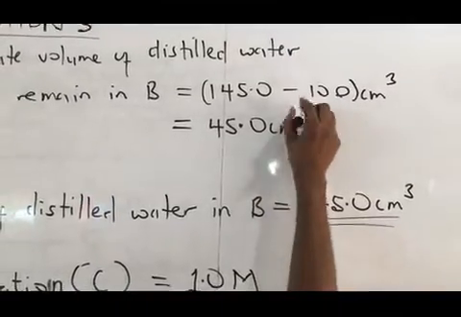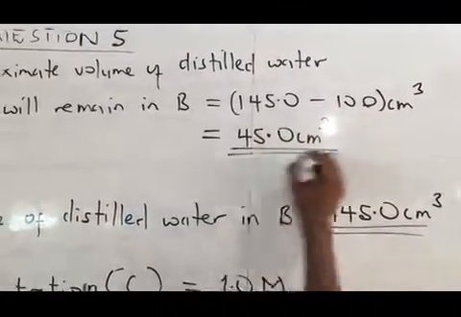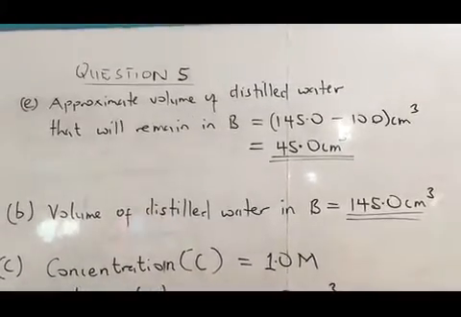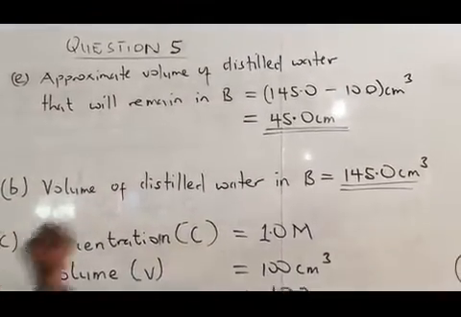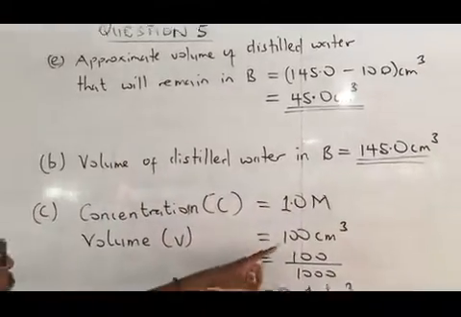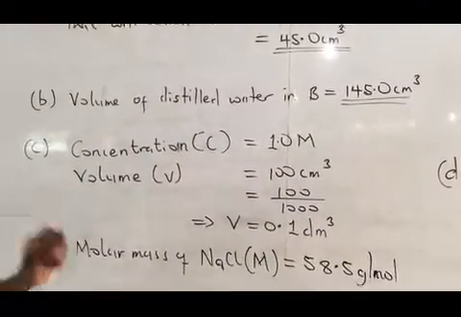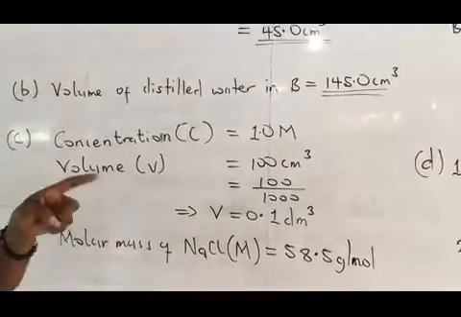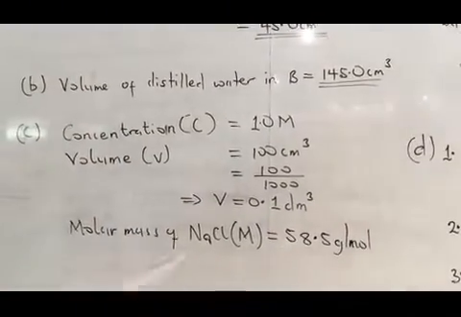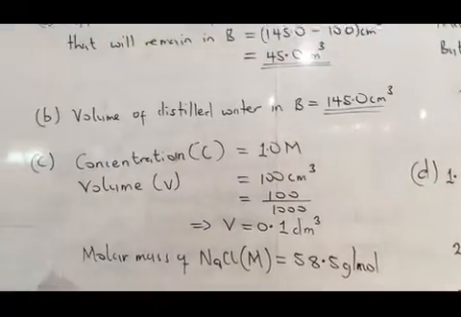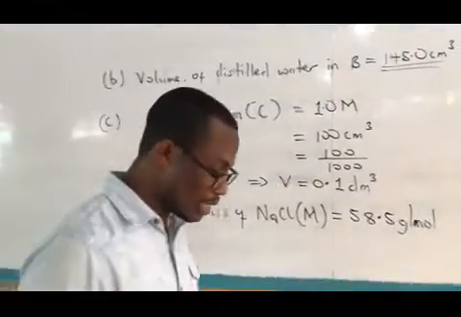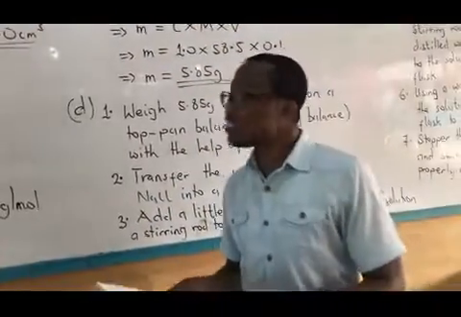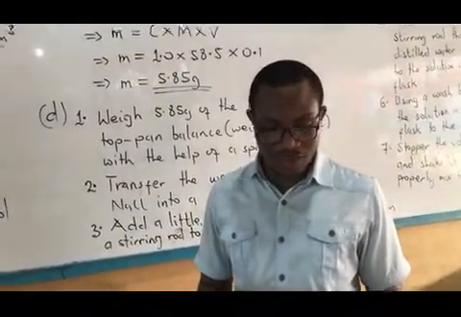So that is the approximate volume of distilled water that will remain in B. The initial volume was 145. 100 cm³ was used. That was the volume of the solution that was prepared. So we just subtract the 100 cm³ used in preparation from the initial volume, which is the 145. So you get 145 minus 100, giving you 45 cm³. Okay, so this brings us to the end of question 5.